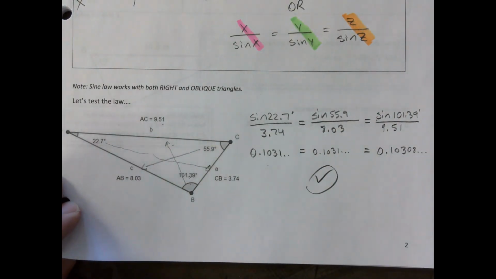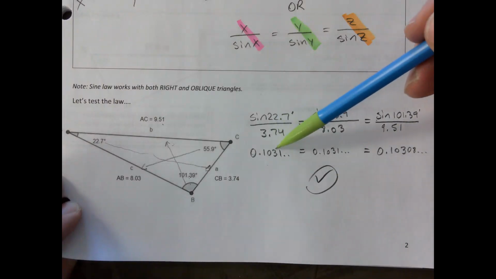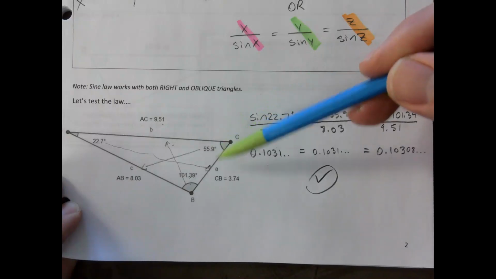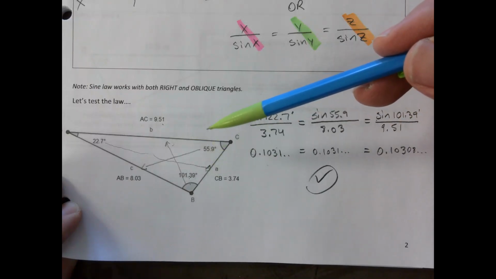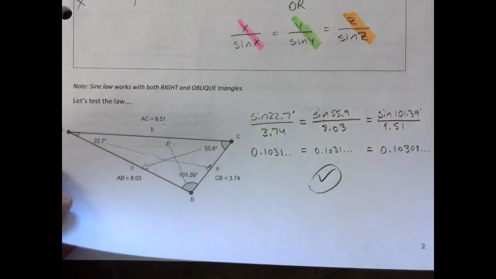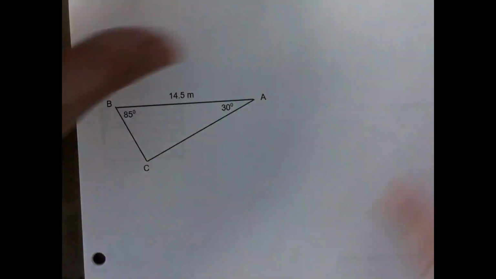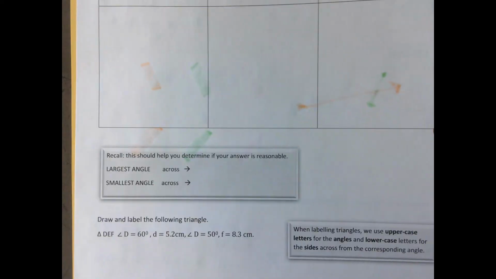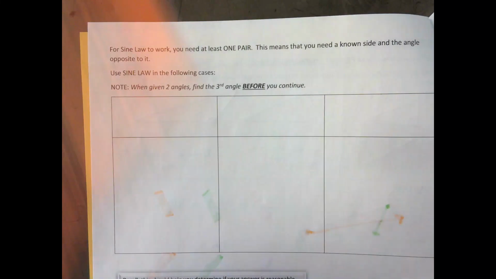Just one little comment. If you were to not see this triangle, something is wrong with this triangle. Right? It's not a triangle actually. It doesn't exist. So let's keep going. For sine law to work, you need at least one pair. That is important to highlight.